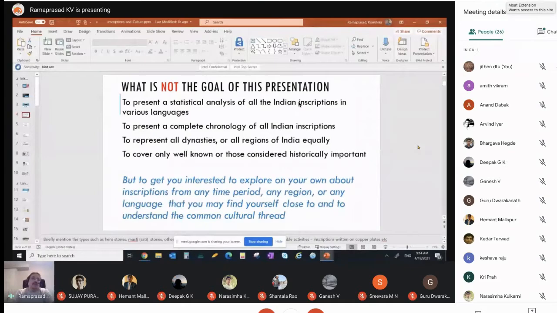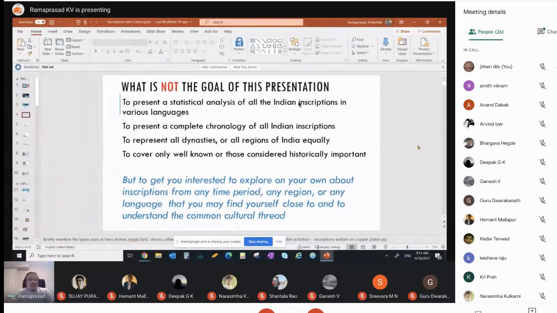because I come from Karnataka, and there will probably be more inscriptions from Karnataka, but I'm also touching upon many other inscriptions that are interesting for various reasons, and you'll see what those interesting aspects are. And I'm not going to cover only well-known and very famous inscriptions. For example, everybody knows about Ashoka's inscriptions, which we have studied as part of our history curriculum. So I'm probably not touching much on those things.